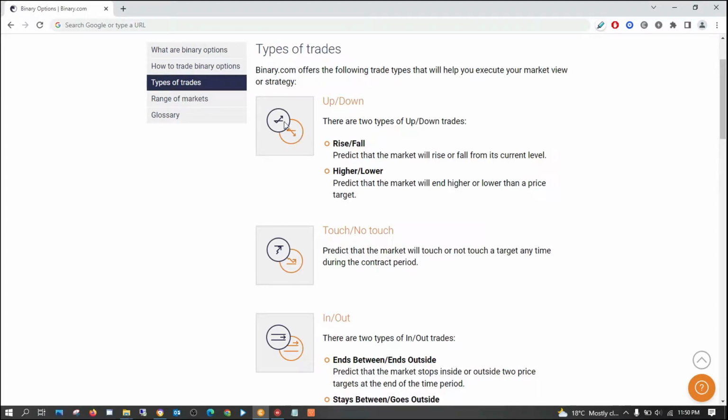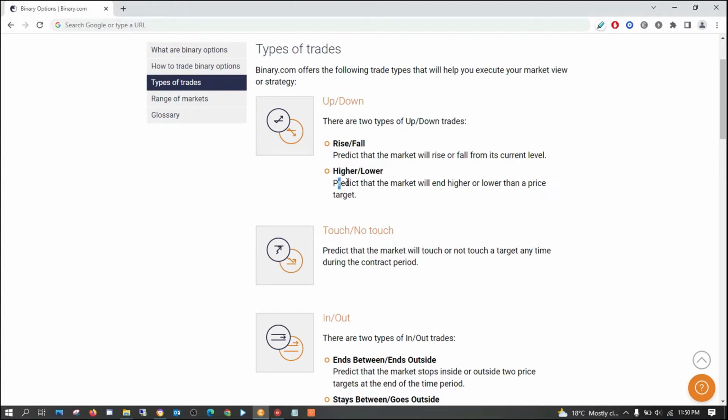So in this trade you're predicting whether the market will rise or fall from its current level. When you predict that it will rise from its current level and it does, then you get a payout. But if you predict that it will rise and it falls, then you lose your stake. And the same thing happens with higher and lower.